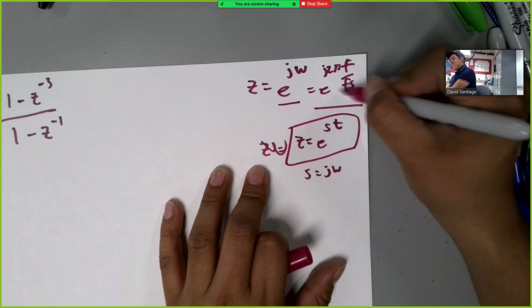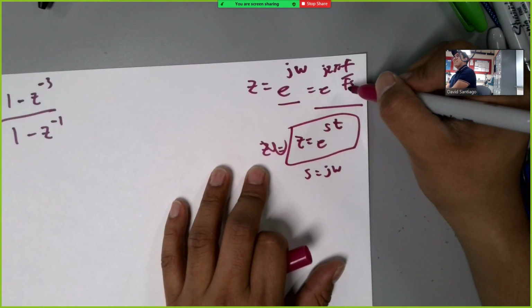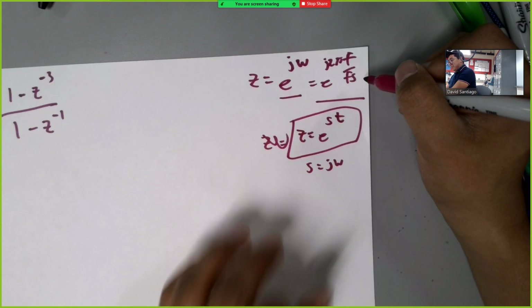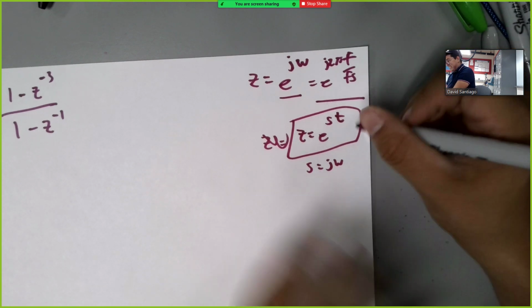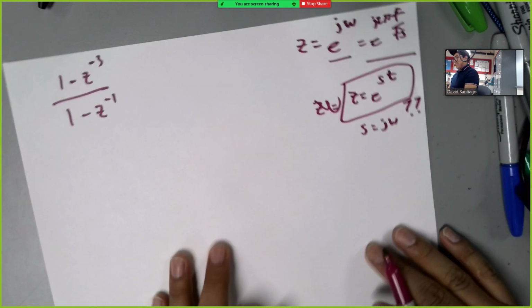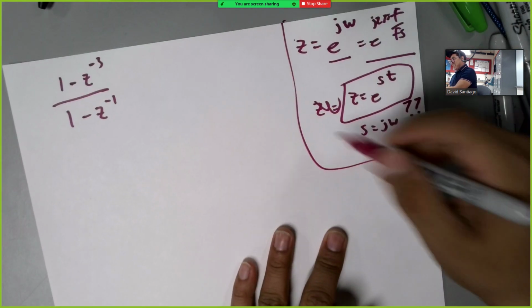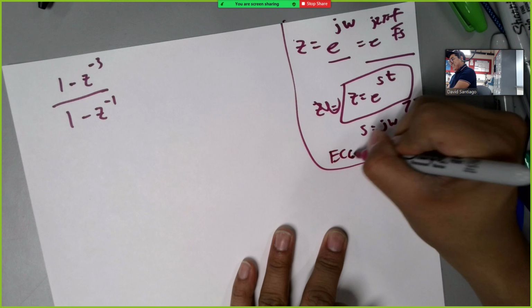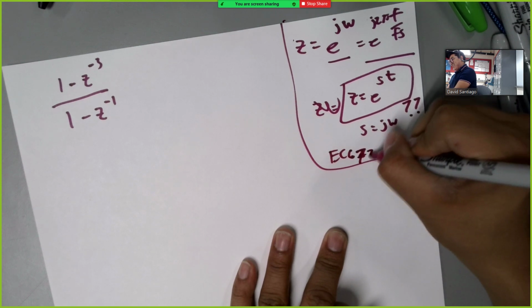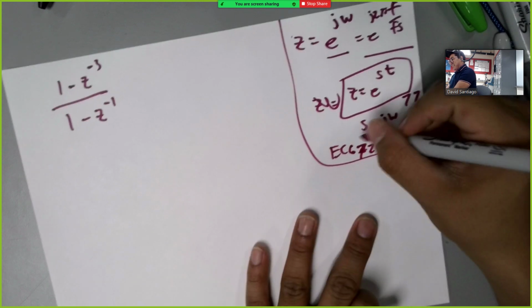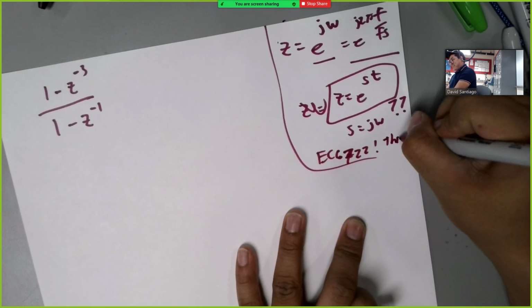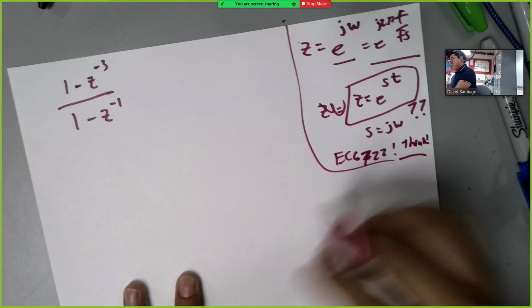So you see this right here, right? Is that what I want to get to? I'm just going to put a question mark there. Don't worry. This is more like ECG 722, something like that. Don't worry about it too hard. Well, think about it. Think. But point is, let's get to this.